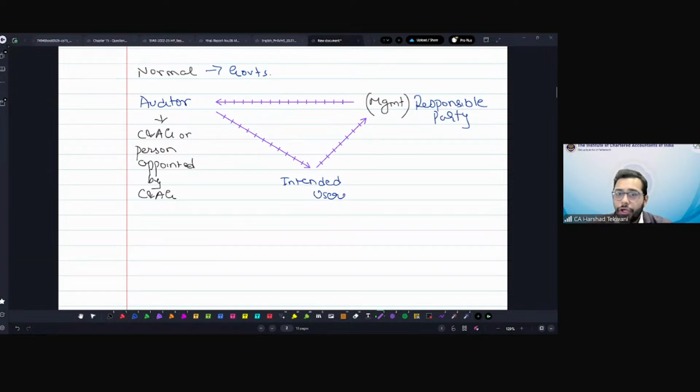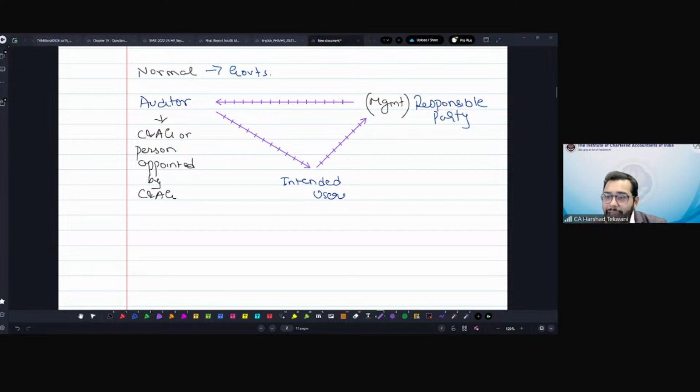Any doubt in respect to this particular part? Any doubt? Any doubt?